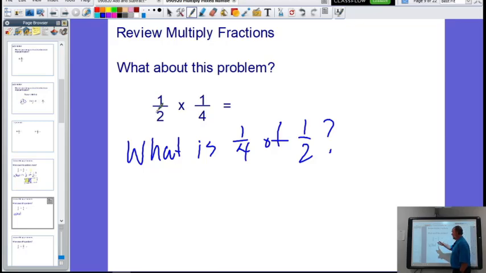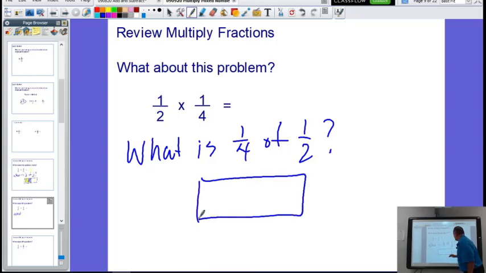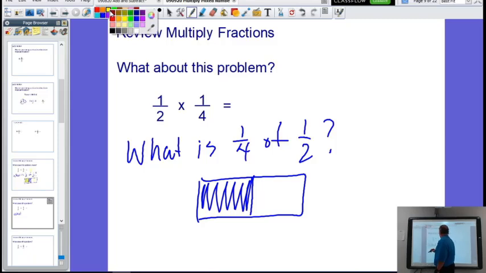Or you could say what is 1/2 of 1/4? Either way. Okay, so let's see about that. Here is again my 1. It says what is 1/4 of 1/2? So I need to see what is 1/2. Here's my 1/2. I want to see what is 1/4 of that. So that means I need to take this 1/2, chop it into 4 pieces, and take one of those pieces.